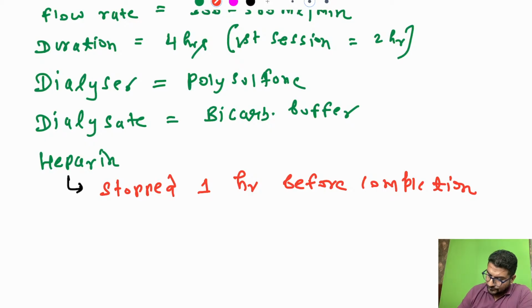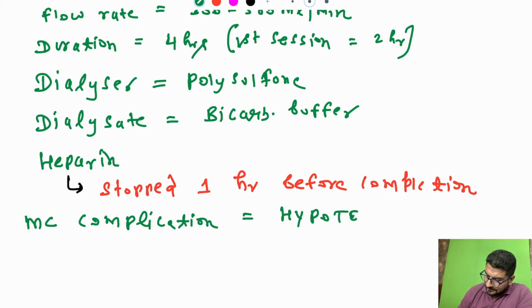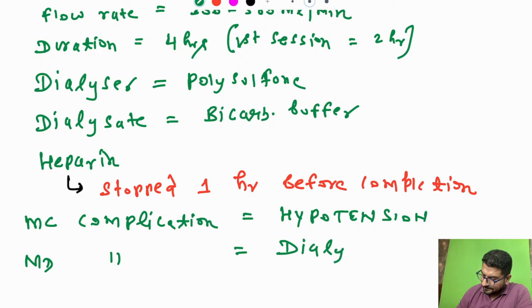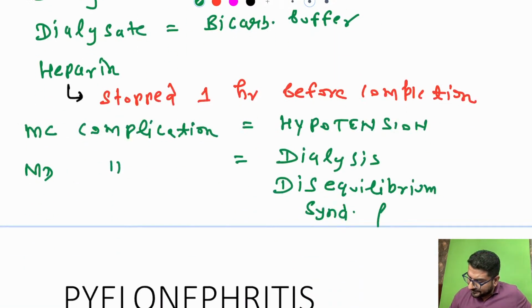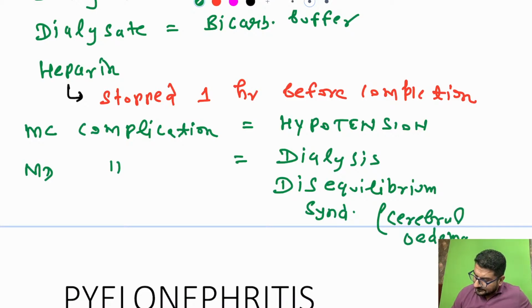Now they ask you what is the most common complication of dialysis. Most common complication will be hypotension. And the most dangerous complication is that the patient can develop dialysis disequilibrium syndrome. In this, the patient develops cerebral edema. So we call this dialysis disequilibrium syndrome.